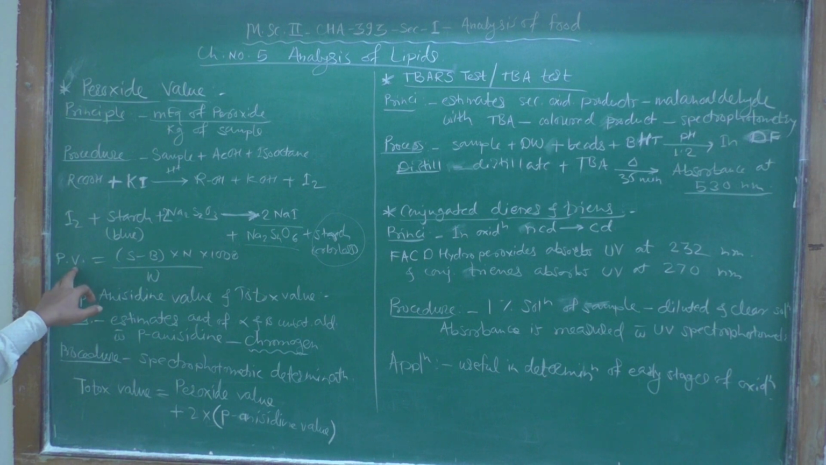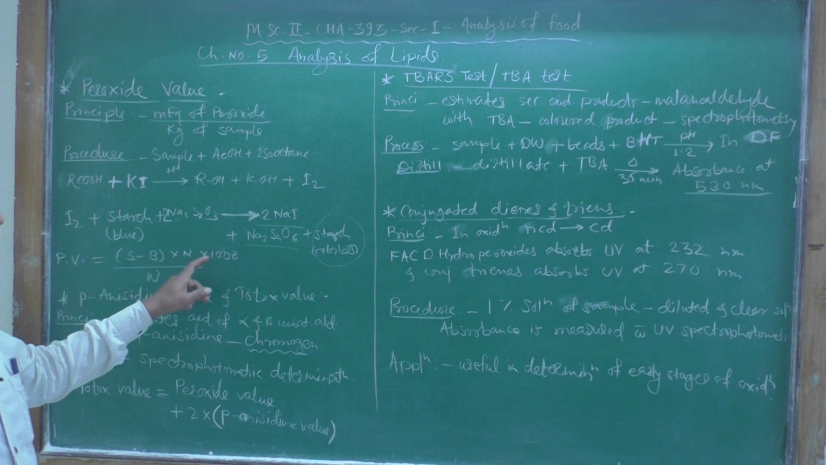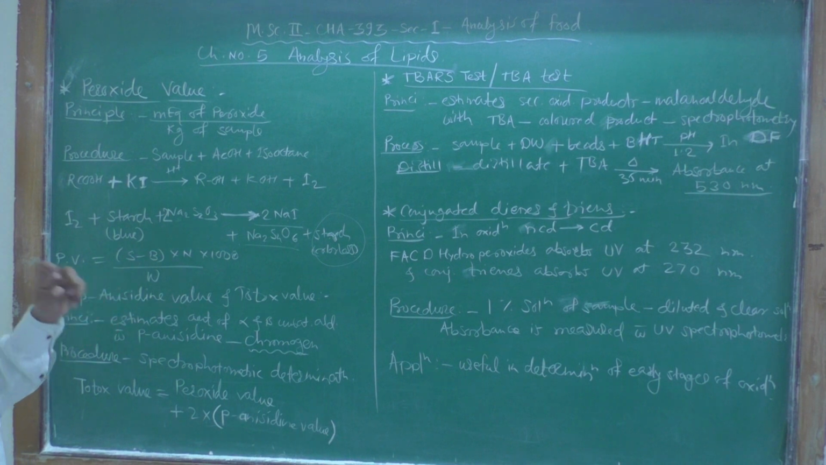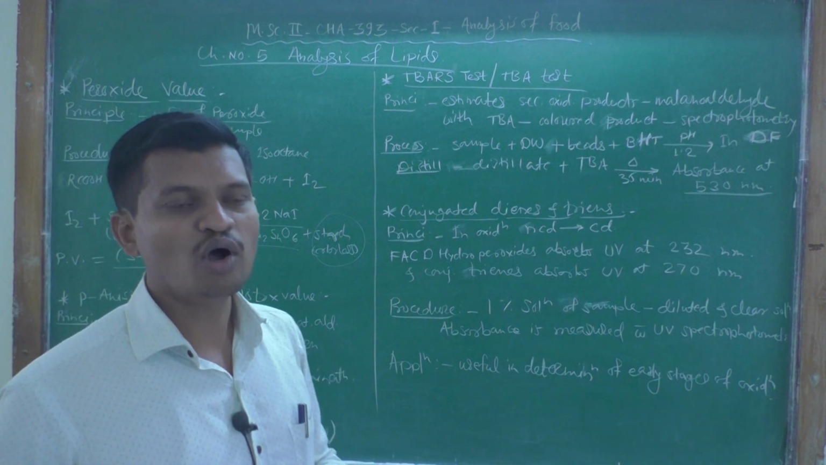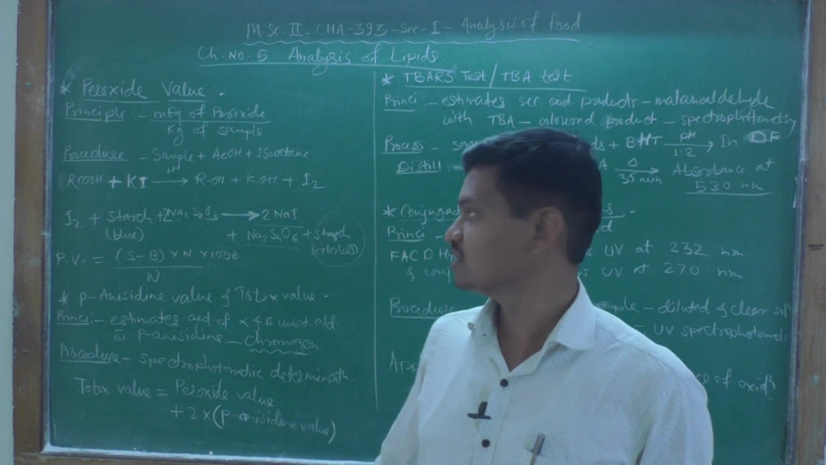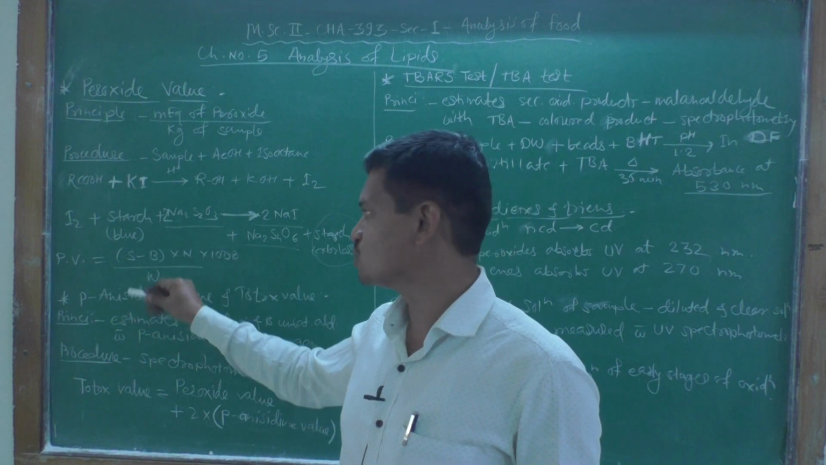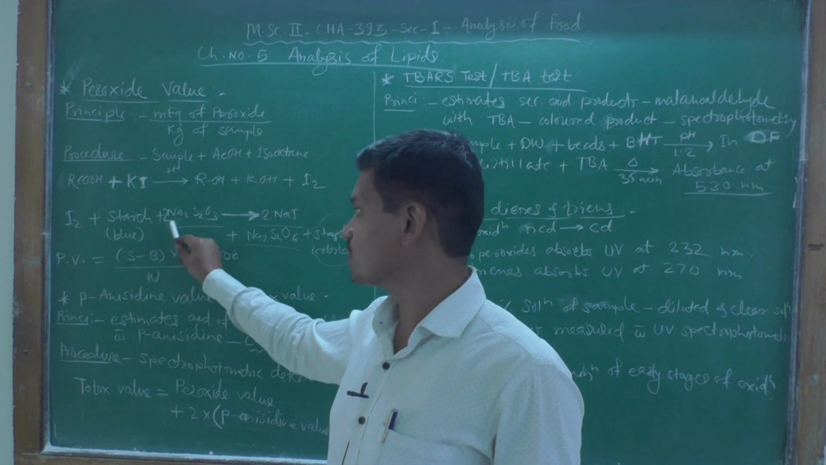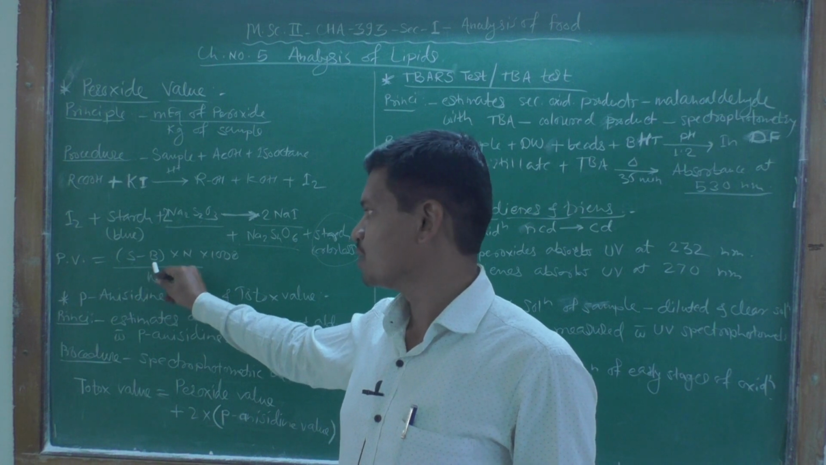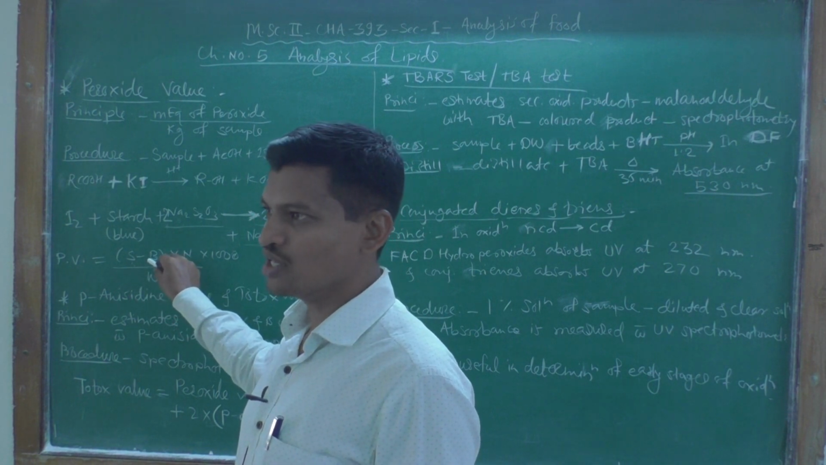Then the peroxide value can be determined by using this equation: (S minus B) times N times 1000 divided by W. So what is S? S is the volume of titrant in ml, the titrant being sodium thiosulfate. S is the volume of titrant required for the sample in milliliters. B is the volume of titrant required for the blank solution in ml.